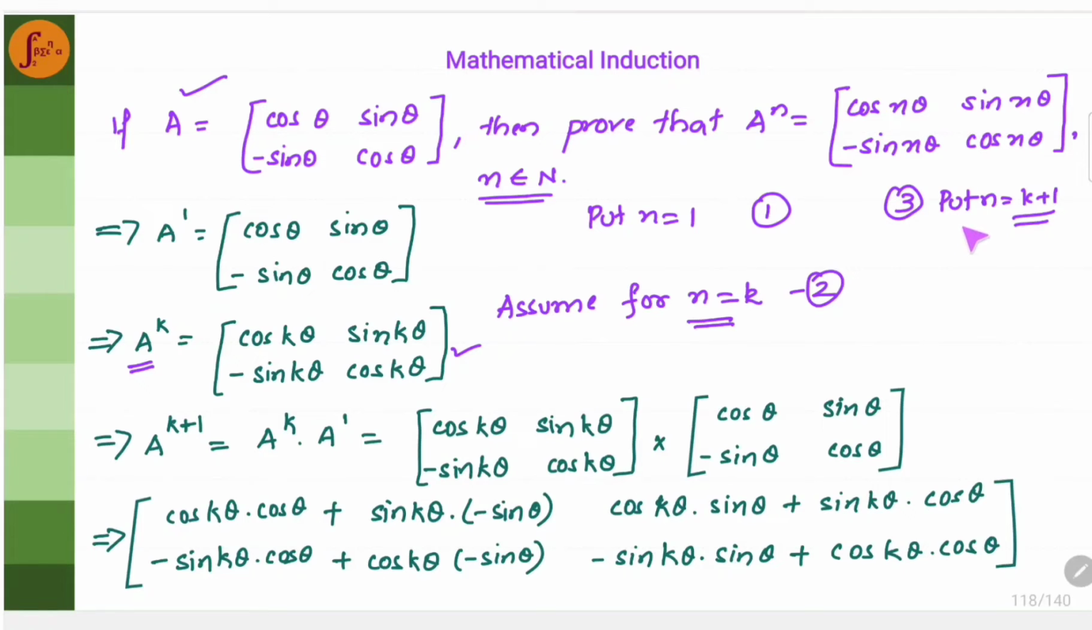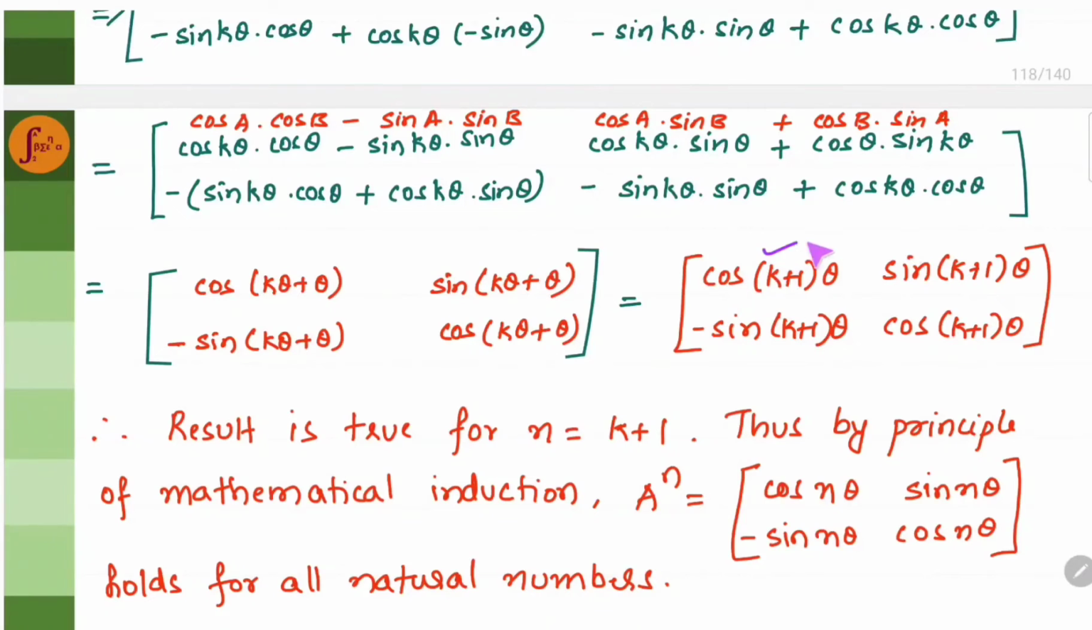There are multiple sums, but standard steps. Take n is equal to k plus 1. Third step. Put n is equal to k plus 1. If you put n is equal to k plus 1, then the matrix will be like this. Instead of just theta, you'll have k plus 1 theta. Right? When you put n is equal to k plus 1, this should be the result.